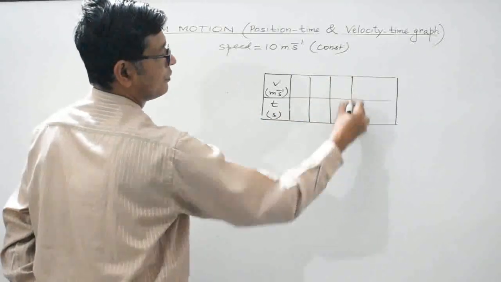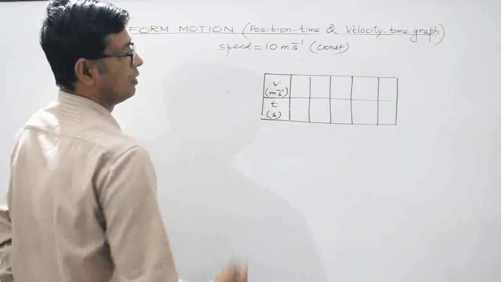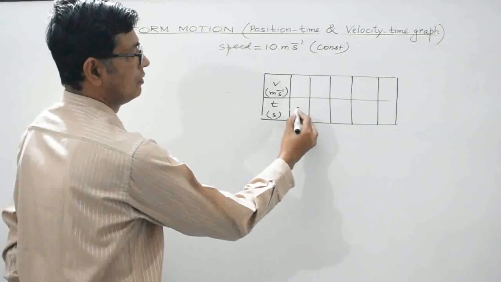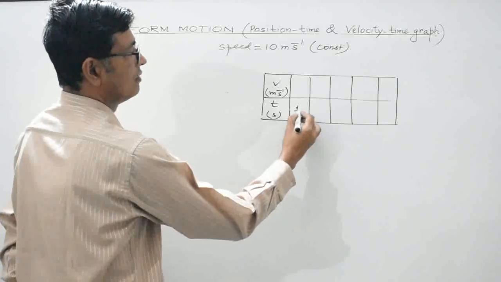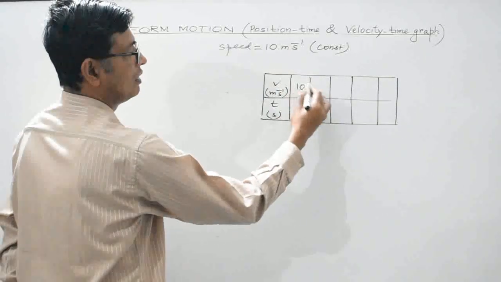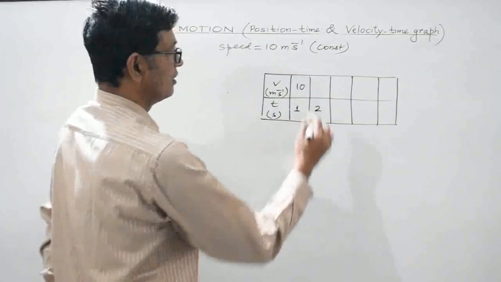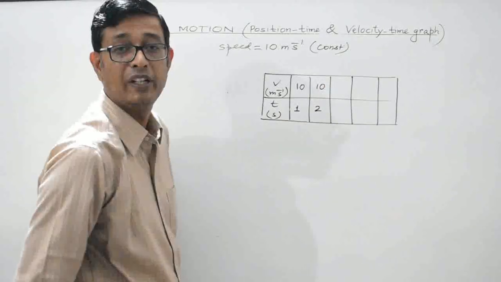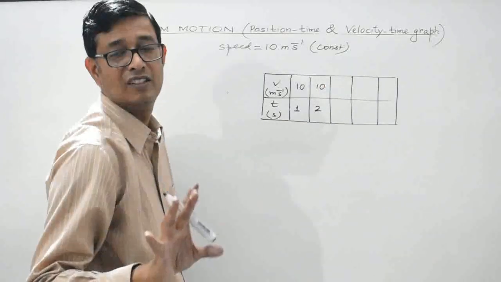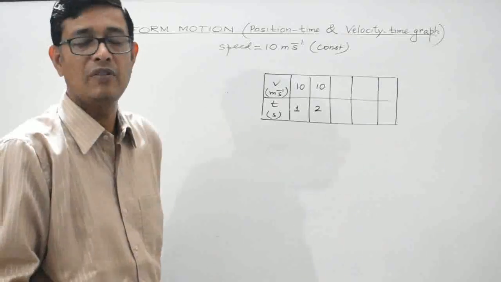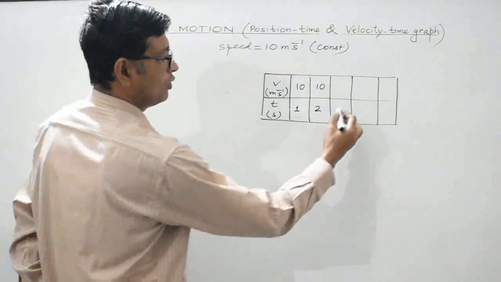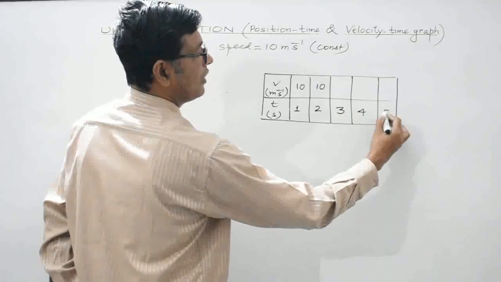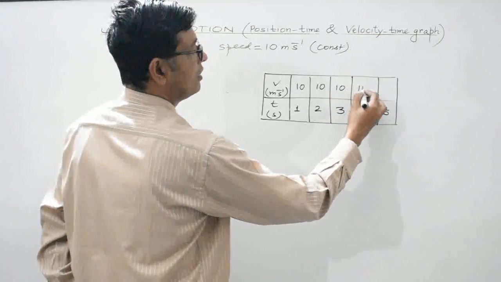So after a duration of 1 second, its speed is 10 meters per second. After the lapse of 2 seconds, it will have the same speed. Speed is constant, it is not varying. Even with the lapse of time, the speed of the body remains constant. So even after 3 seconds, 4 seconds, 5 seconds, the speed will remain the same.